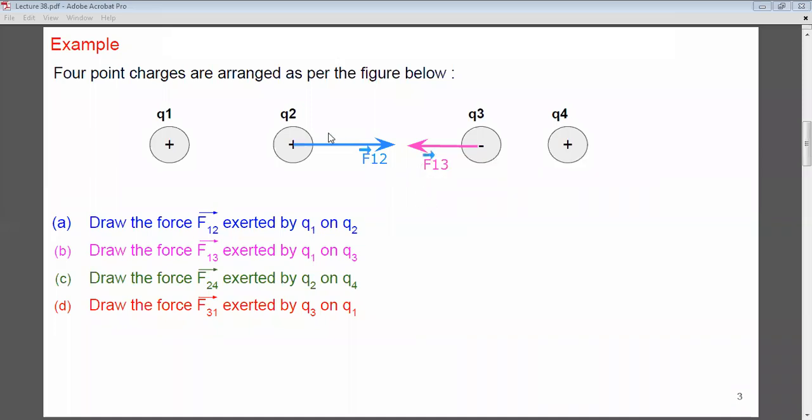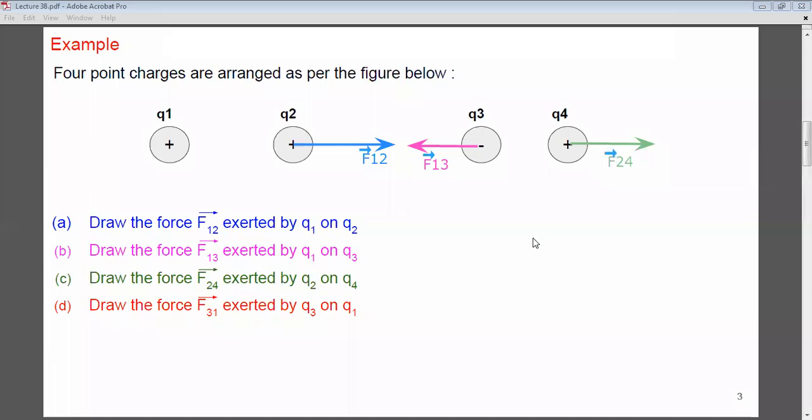Draw the force F24 exerted by Q2 on Q4. So Q2 is positive, Q4 is positive. So the force will be repelling. So it's by Q2 on Q4, so I will draw it on Q4. It will be in this direction. So this is F24.